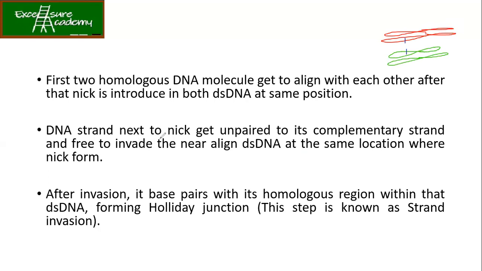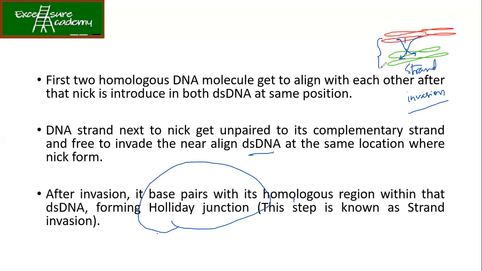Then the strand next to the nick gets unpaired from its complementary strand and is free to invade the nearby aligned double-stranded DNA at the same location where the nick is formed. Iska kya matlab hai? This strand is going to invade this position and this strand is going to invade this. So this is known as strand invasion. Theek hai? Thoda sa idea aa raha hai. If you have seen the figure in the PDF which I have shown, then you will get a clear idea. After invasion, it base pairs with the homologous region within the double-stranded DNA and forms a Holliday junction. This step is known as strand invasion.